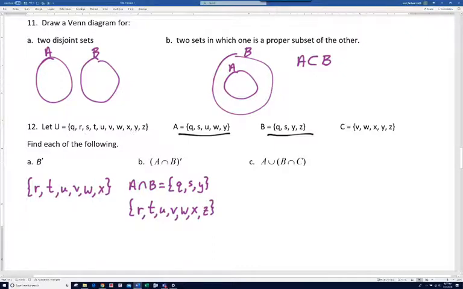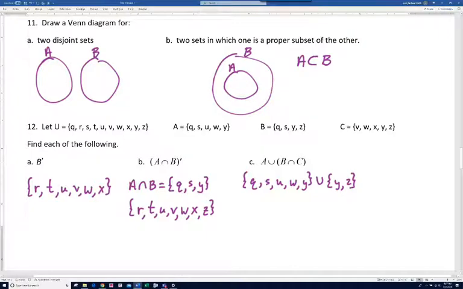All right, let's move on to part C. Here we have to find A union the intersection of B and C. So notice B intersect C is in parentheses. I would find that first. Now I'm going to go ahead and write set A, and then we're going to union that with B intersect C. So what do these two sets have in common? Well, notice it's just Y and Z. So I've already put that down here.